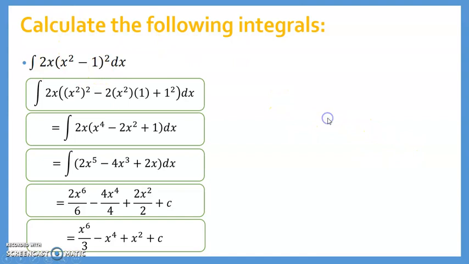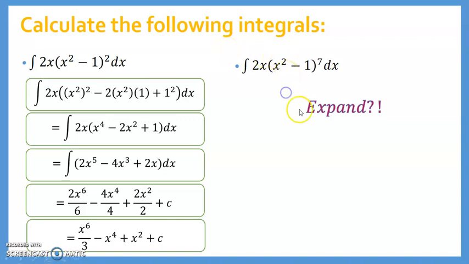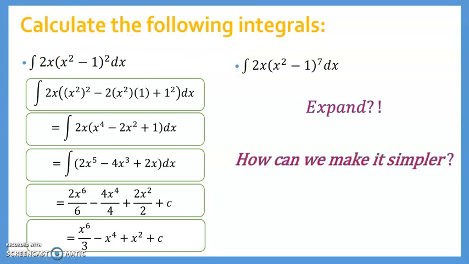Now what if you have this integral? 2x into x squared minus 1 to the power 7. So it's the same, but the power differs. What can you do about it? Would you expand? Would you write x squared minus 1 multiplied by itself 7 times in order to expand it? I know that it's doable if you're bored and have nothing better to do. But what if it's to the power 100? Or even 1 million? So we need to find another way. So we need to make it simpler.